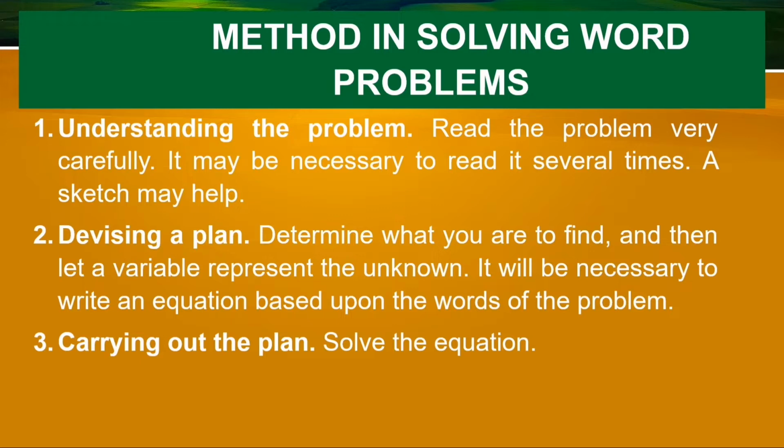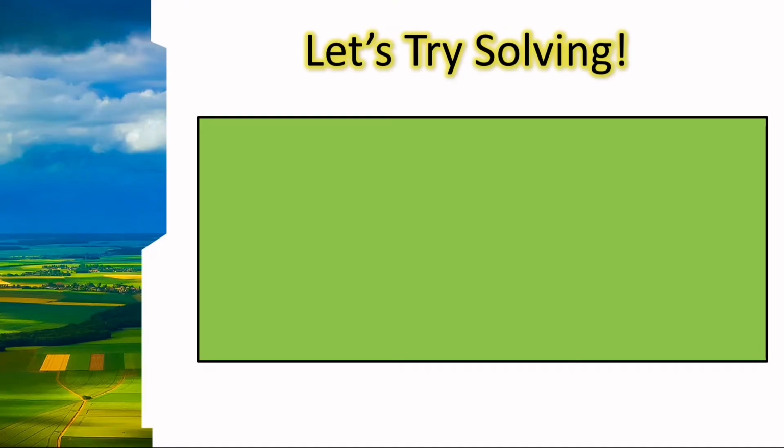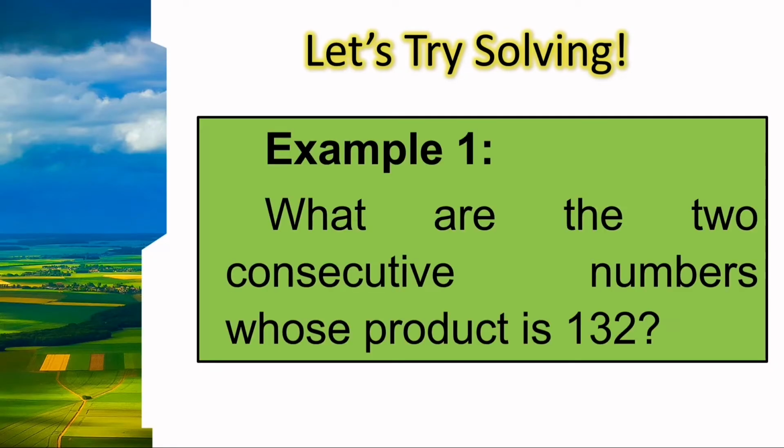That's the time that you're going to solve the equation. Then, looking back. Looking back simply means you're going to check your answers. So let's have this sample problem. Can you read the problem? What are the two consecutive numbers whose product is 132?